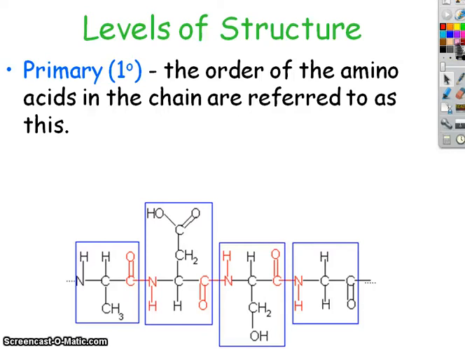So proteins can be looked at in levels. If we get really, really close, the bottom line, the very first level of structure that we would see is called the primary structure. So this would be like looking at us on the chemical level. The primary structure is the order of the amino acids.